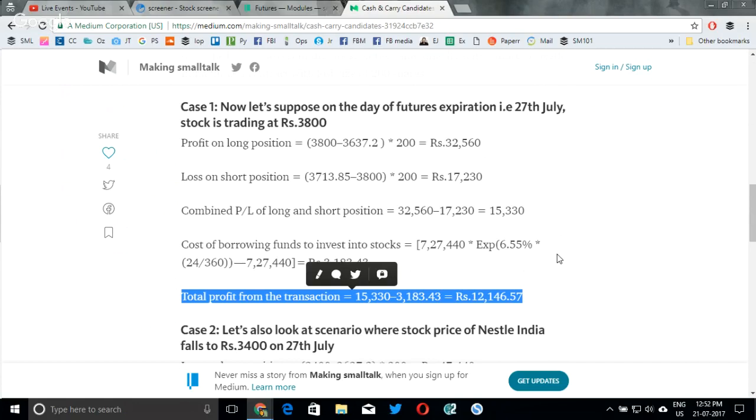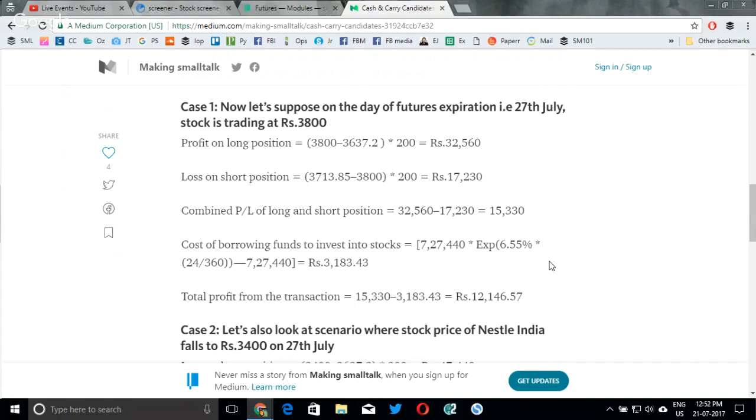So in case one, when the security's price goes up from 3,637.2 on 3rd of July to 3,800 at the expiration, that is on 27th of July, the trader made a total profit of 12,146.57 by putting a cash and carry arbitrage trade. What did he do in the trade? He opened a short position on the future contract, he opened a long position in the cash segment by buying 200 shares of Nestle, and he borrowed the money to buy these 200 shares, and thus incurred an interest cost on the same.